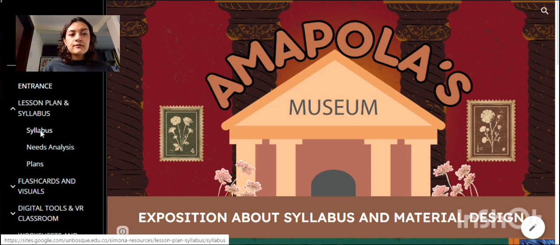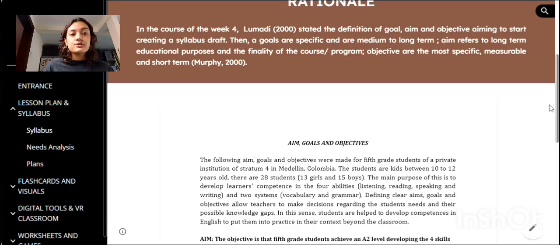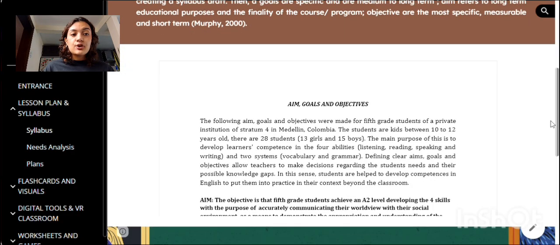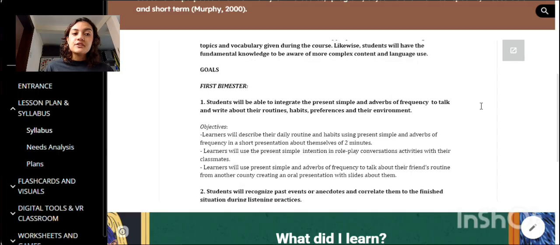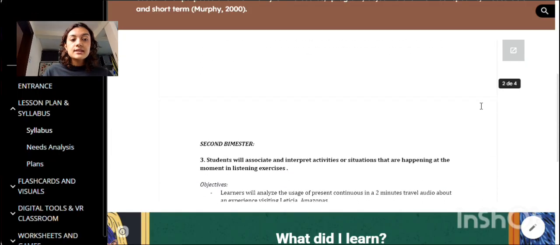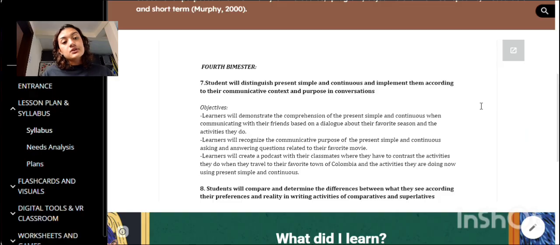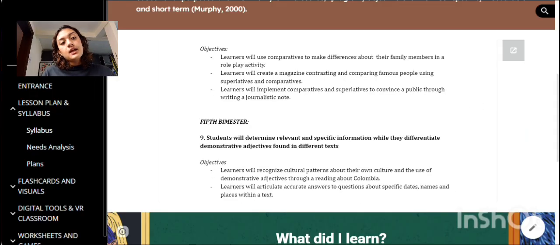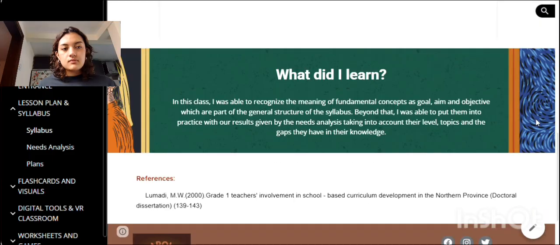First, we will find the syllabus of this target group, which is the spinal column of this course because it specifically shows the aims, the goals, and the objectives that I am expected to achieve with learners. You can see in this syllabus there are several topics that are organized in a certain way so students can progressively go through every topic during the lessons.